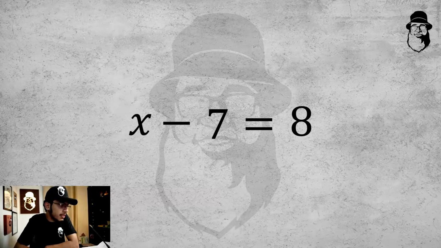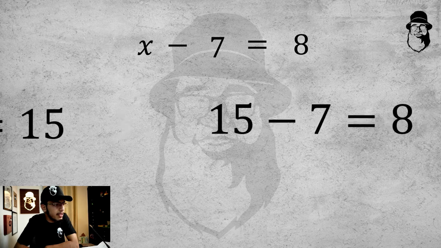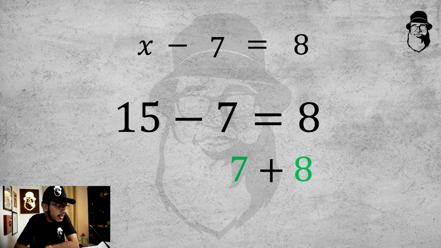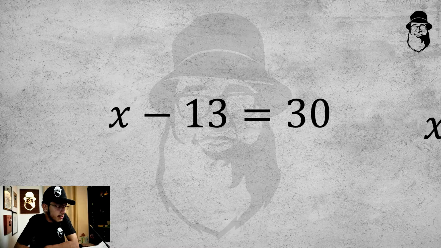Solve x - 7 = 8. This says that when 7 is subtracted from a number, we get 8. What's the number? We get x = 15 as 15 - 7 is 8. Notice again that we can get the answer easily, this time by adding the 7 to the 8. Solve x - 13 = 30. We find x = 43.